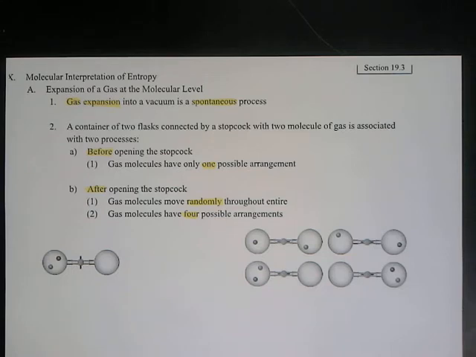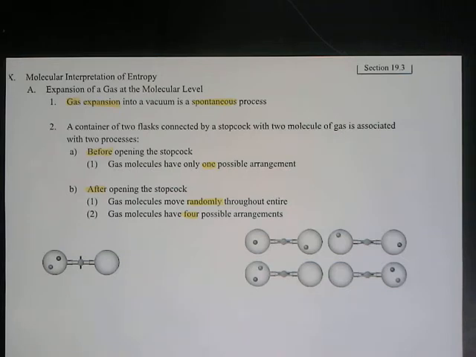Objective number five, describe how the entropy of a substance changes with increasing temperature and during a phase change. And objective number six, calculate the standard change of entropy for any reaction from the tabulated absolute entropy values, or standard entropy values. Okay, so let's get started here. We have a lot going on and we'll get going with this.